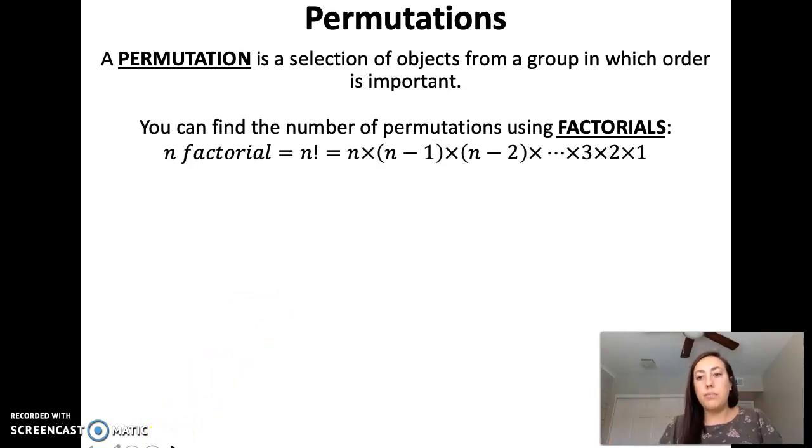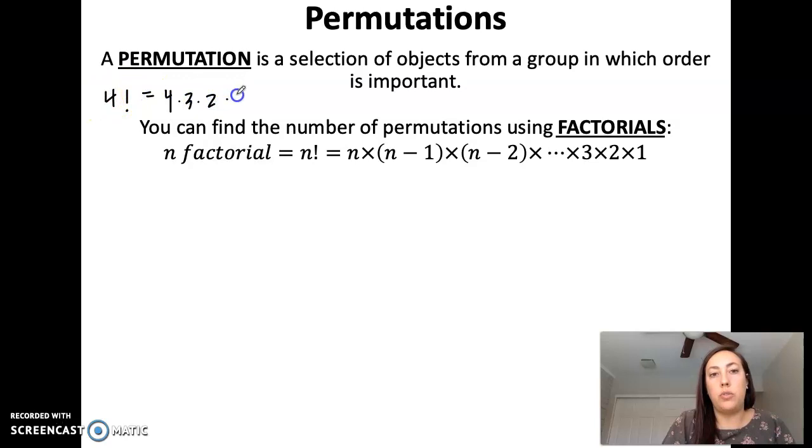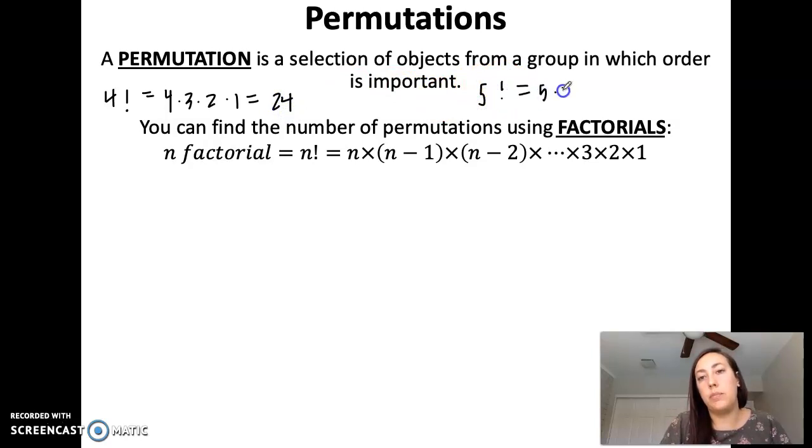I don't think you guys have been introduced to factorials before, but you may have seen this exclamation point in math. Factorials are actually really easy to calculate. For example, this is just a random example, but 4 factorial, that's how you would read that, is just equal to 4 times 3 times 2 times 1. So 4 times 3 is 12, times 2 is 24, so 4 factorial is 24. 5 factorial would be 5 times 4 times 3 times 2 times 1. So you guys get the idea of what a factorial is.